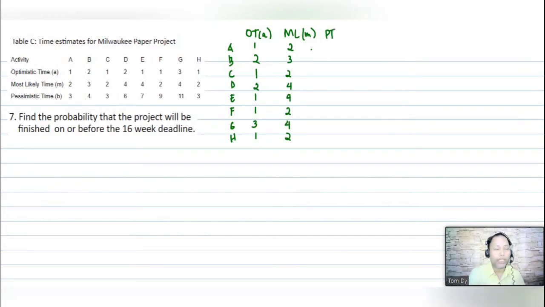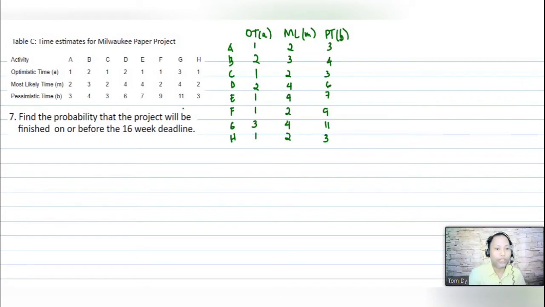That will be our PT, denoted by B. So PT: 3, 4, 3, 6, 7, then 9, 11, 3.